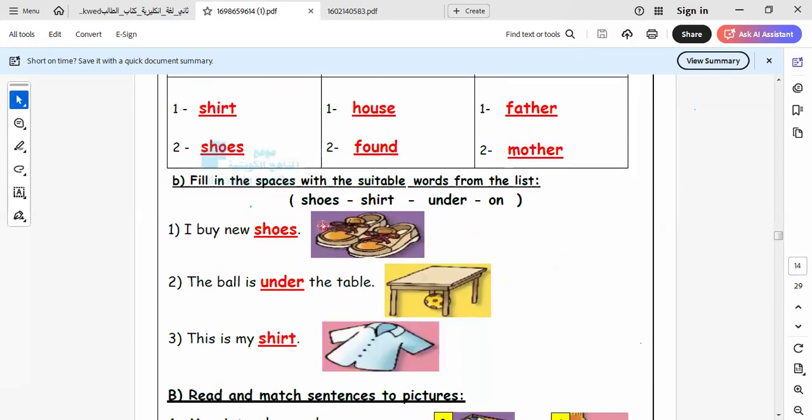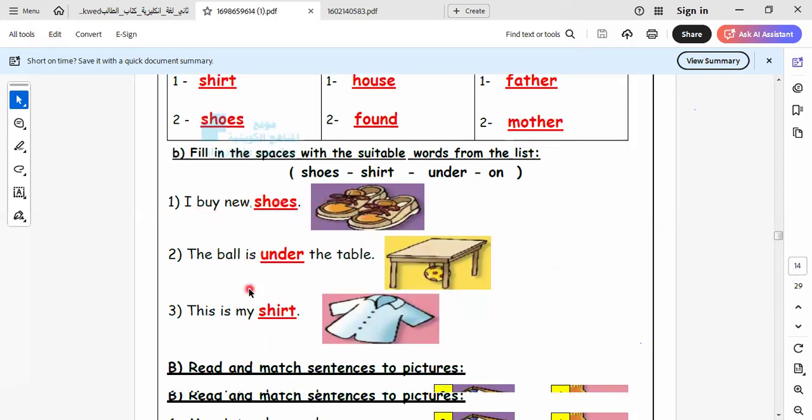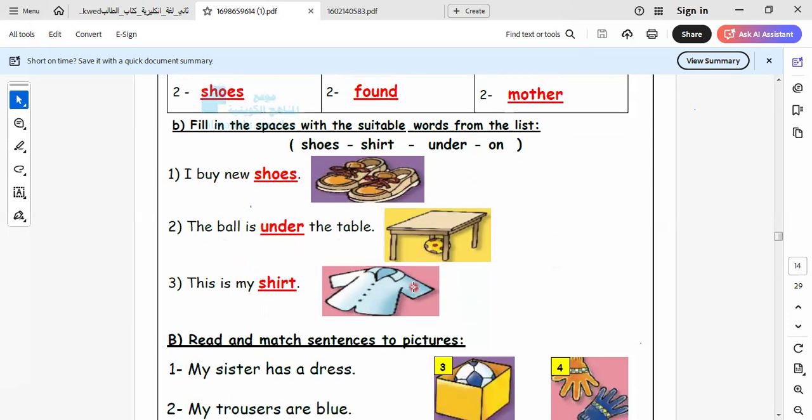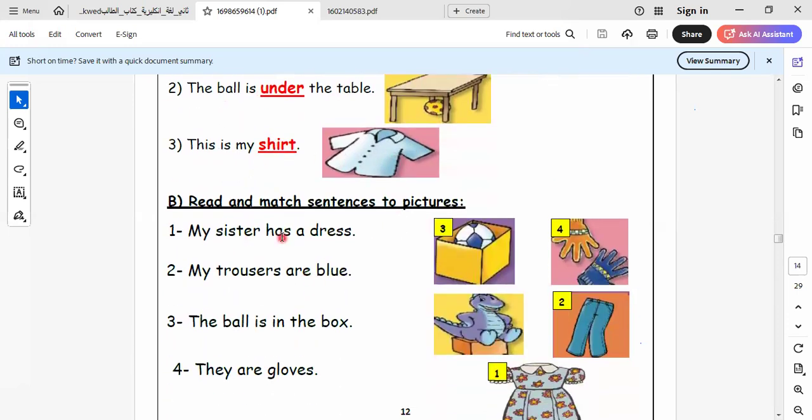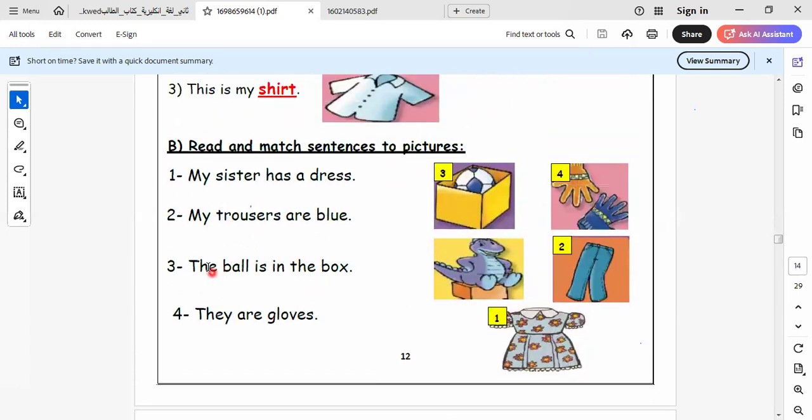Let's go to another item. Here, I buy new shoes. The ball is under the table. I think we learned it during the lesson. Here, this is my shirt. My sister has a dress. Which dress? This one. My trousers are blue. Which trousers? This one. The ball is in the books. This one. They are gloves.